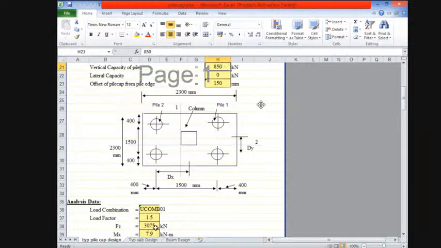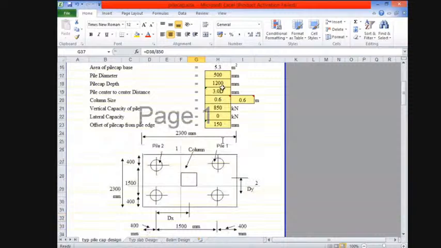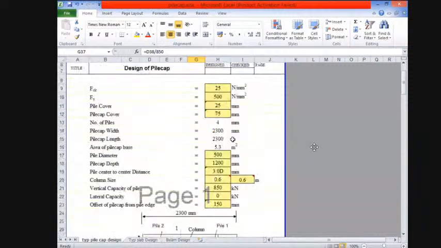Okay, so here in this case it is 3075 divided by 850. If I put this here, I am getting 3.618. So I can't provide 3 piles; if I provide 3, it will fail. So you have to round it up to 4. That's what I am giving here, 4 number of piles.